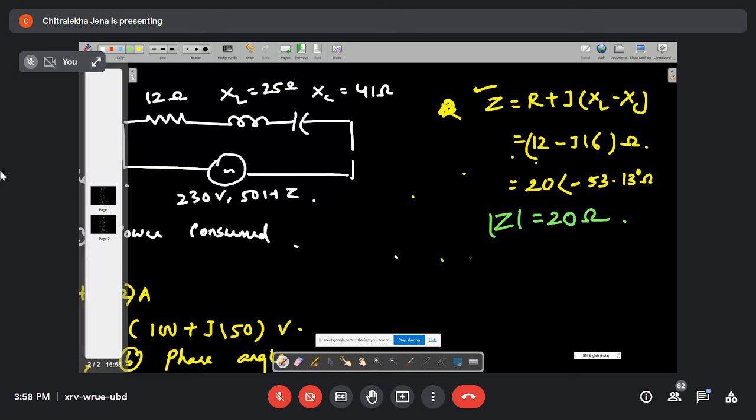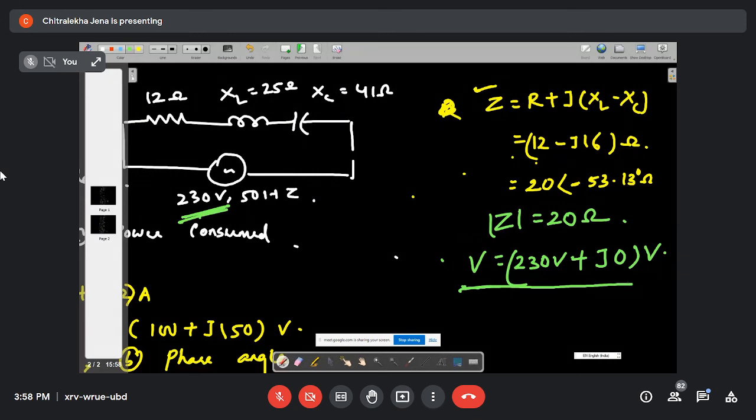Don't worry. So, V is equal to how much? V is my 230 volt. This is the reference value we will take. Then this is 230 volt. What I will write down? This is plus j0 volt. I have no information about the current, but I have information about the voltage. So I will take the voltage as the reference. Understood all of you? I don't have any current information, but I have voltage information with me.